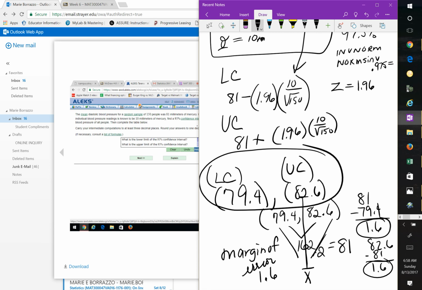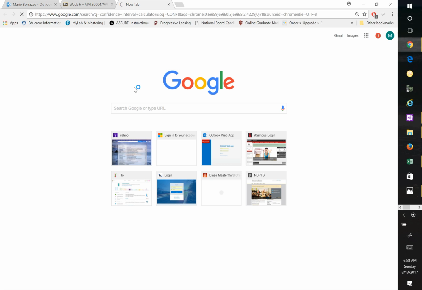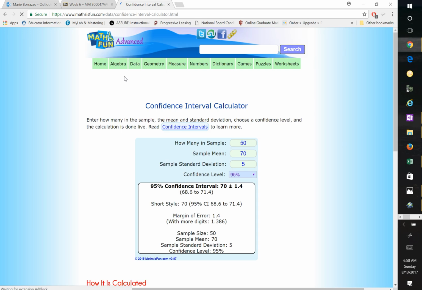Now, what I want to show you is a couple of tools. And so I'm going to go out to the internet and I'm going to look for a confidence interval calculator. And I want you to notice how easy this is going to be for you. This is Math is Fun, and it's asking me how many in the sample, as we know that our sample is 150. The sample mean is 81, and the standard deviation is 10. Notice that it's 95% confidence, and look at your answer right here. So, can't get any easier than that.